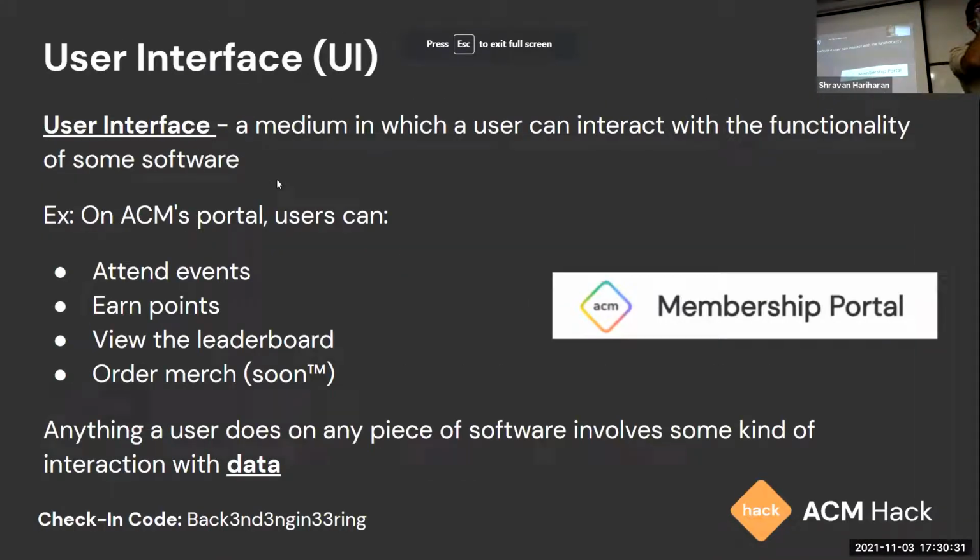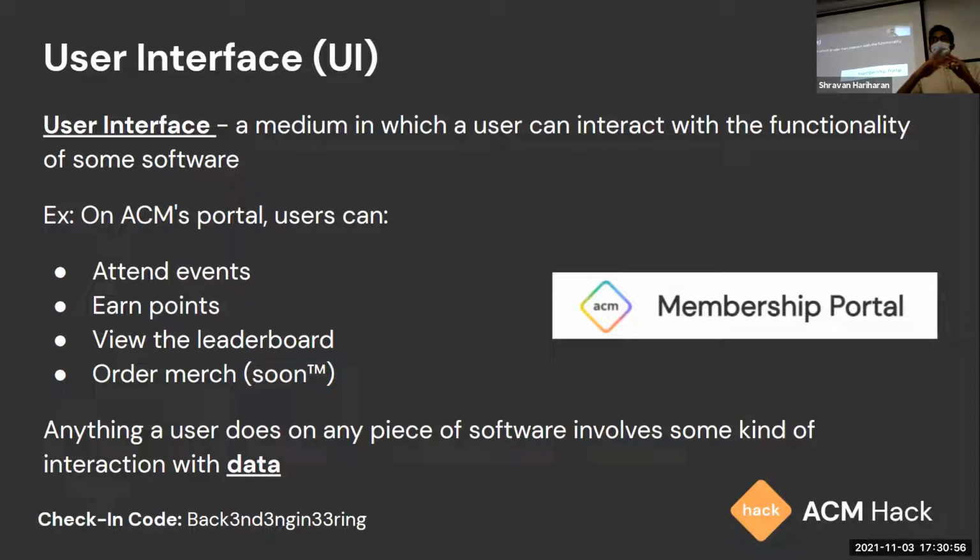So let's talk a little bit about front end. I know we're here for back end, but we'll talk a little about front end because we want to explore front end and back end to understand why back end is useful. Let's talk about user interfaces. A user interface is simply a medium through which a user can interact with the functionality of some software. So, a front end, basically. User interface, front end, client, these are all interchangeable words.